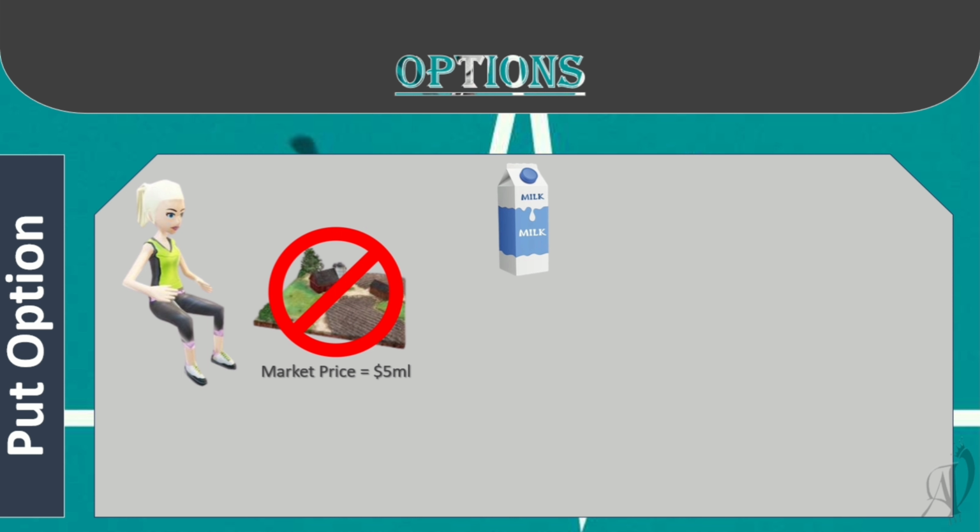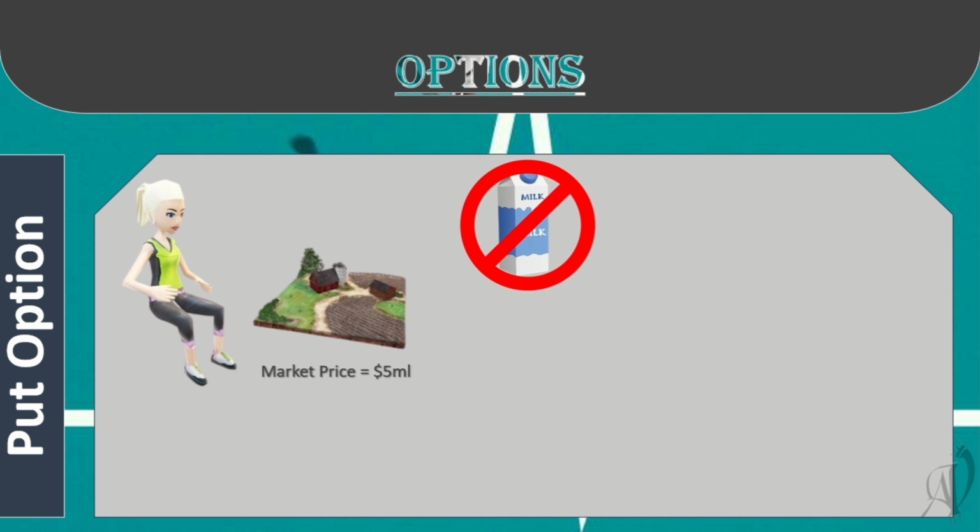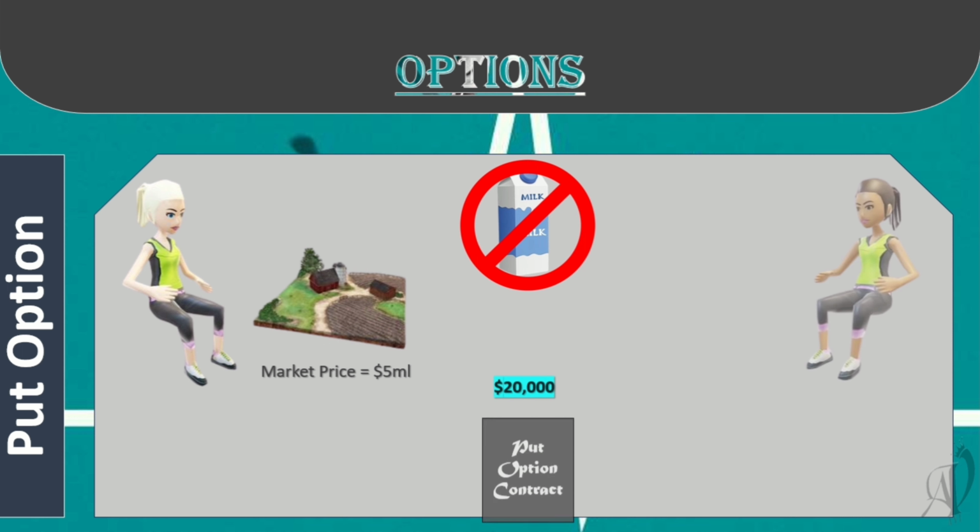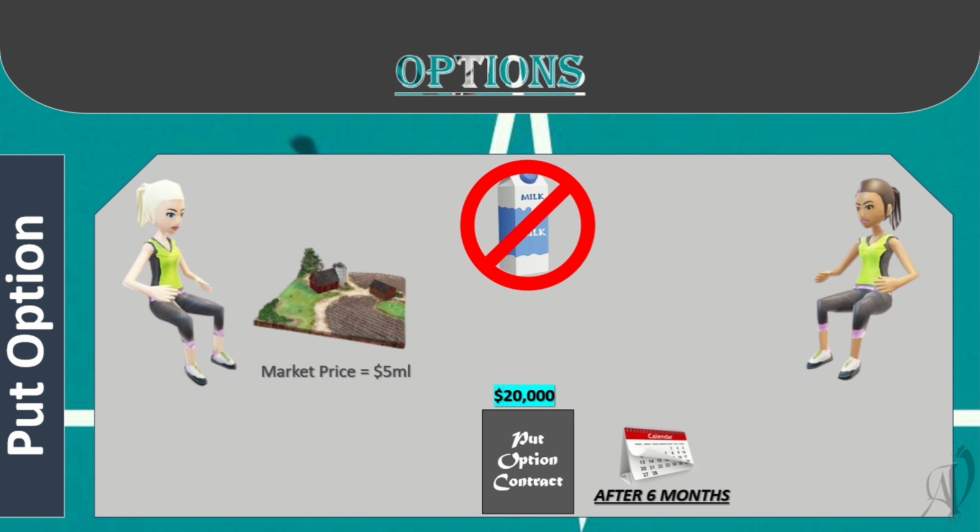But she also knows that there is the possibility that people stop liking packet milk and the sales of her dairy farm's milk will rise. So keeping both risks in mind, Jenny decided to enter into a put option contract with Rose at a $20,000 option premium. And as per the contract, Jenny will sell her farm to Rose after 6 months at $5 million.